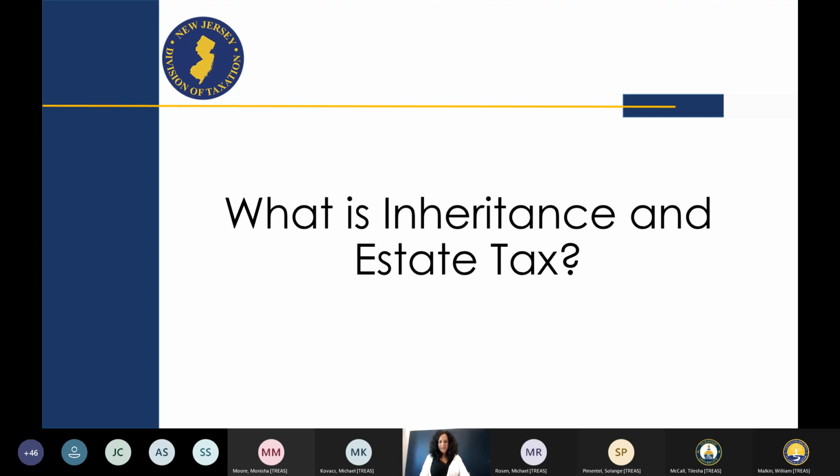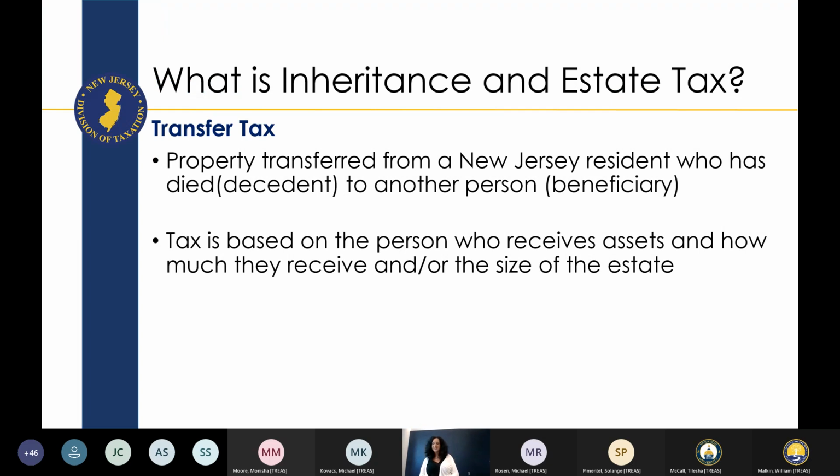So first, we're going to start with what is inheritance and estate tax. Basically, it is a transfer tax. Property is in essence transferred from the person who passes away to the person who is going to receive it. The person who passes away, we refer to as the decedent. The person who is going to receive it is the beneficiary. The tax is then based on the person who is going to receive the asset and how much they're receiving, or the size of the estate. The key that you have to know is that it is all based on where the decedent lived, where they were domiciled at their date of death.